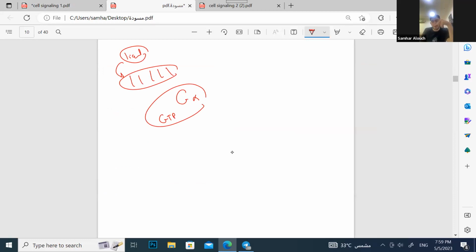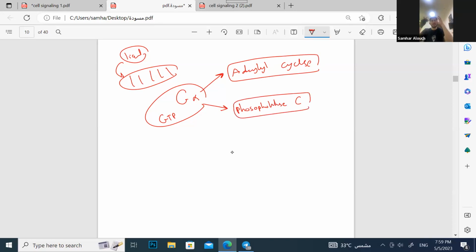There are others, but there are two main pathways. This G alpha GTP, which is the active state, either goes to a signaling pathway called the adenylyl cyclase pathway, which activates certain enzymes, or it goes and activates another pathway called the phospholipase C pathway. So once the ligand binds and G alpha becomes active with the GTP, it goes to activate adenylyl cyclase, or it goes to activate phospholipase C. So it has two main pathways, adenylyl cyclase and phospholipase C.